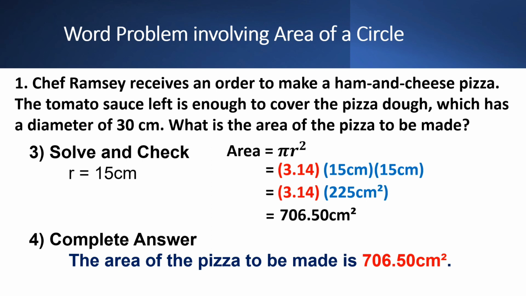Kapag halimbawa, centimeters lang, walang squared, ibig sabihin yan, hindi yan area. Kahit 706.50 pa yung sagot nyo, basta't hindi centimeter squared or walang exponent na 2, then that could not be considered correct dahil hindi yun matatawag na area. O diba?